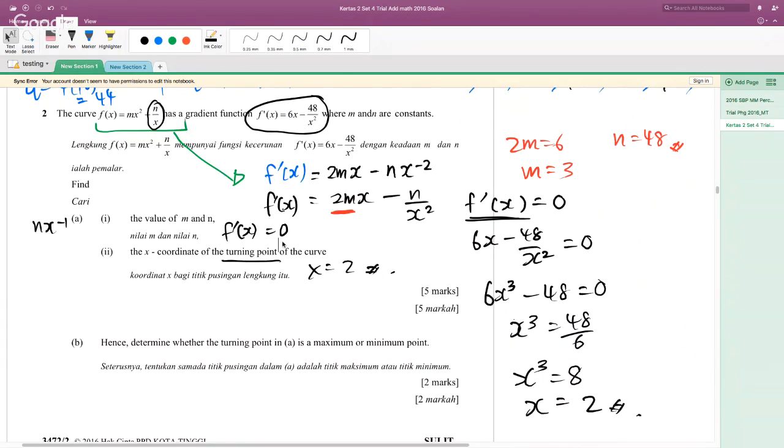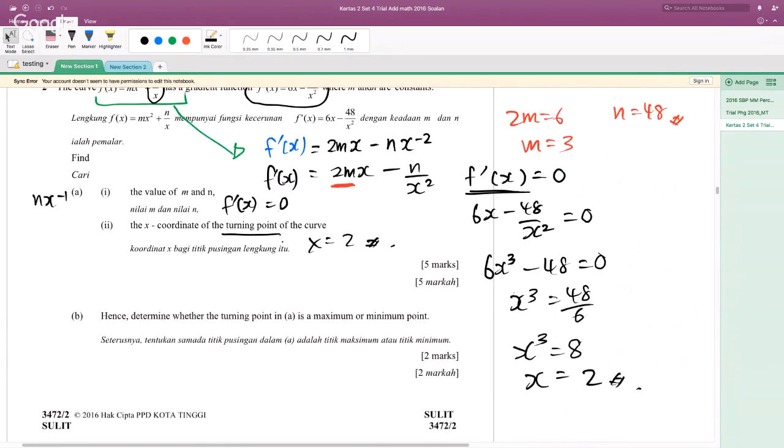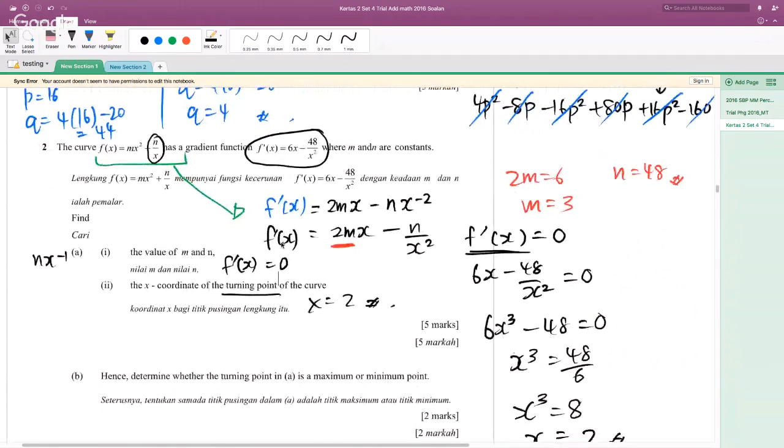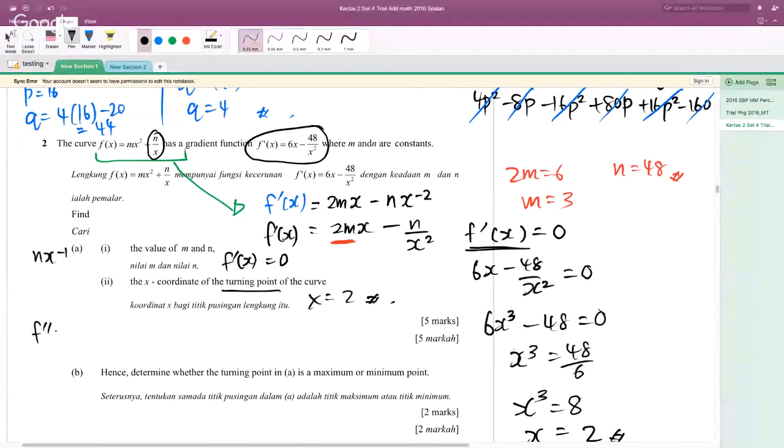So let's move on to: hence determine whether the turning point is a maximum or minimum. You know, to determine that you need to differentiate a second time. So what I will do is put 2 dots here, meaning I differentiate a second time. So I have the f'(x) on the top here. I differentiate 6x, I basically will get 6. Then I differentiate 48 x to the power negative 2, isn't it? In front there is a minus, so it will become positive 2 multiplied by 48 and then x to the power negative 3. So if I simplify, it becomes 6 plus 96 over x cubed.